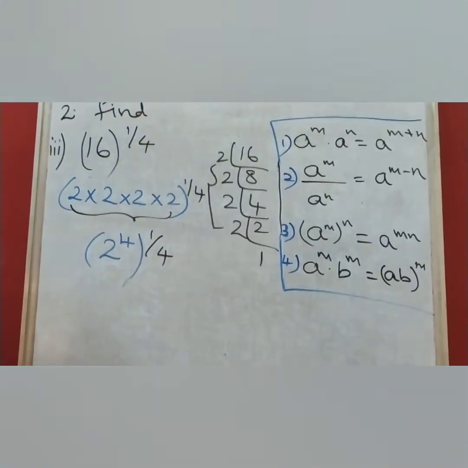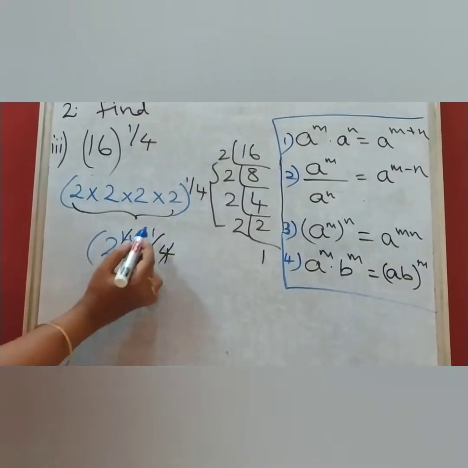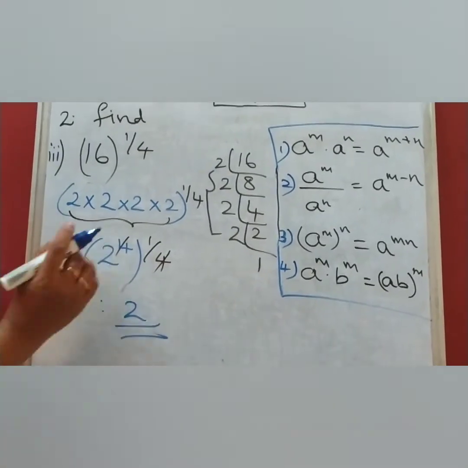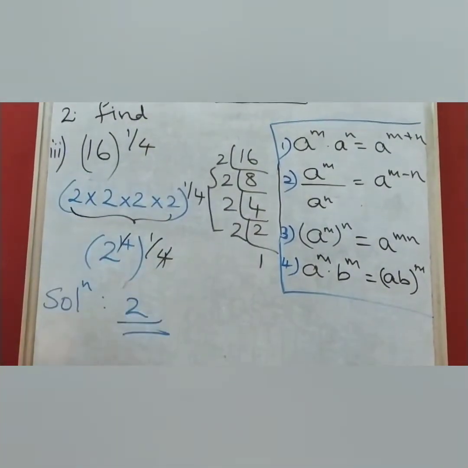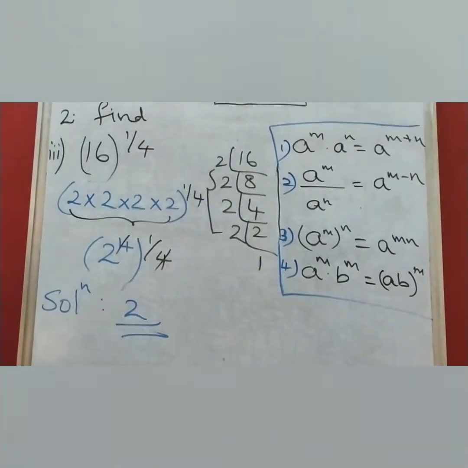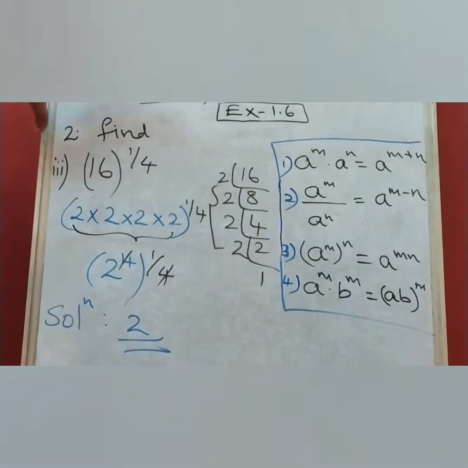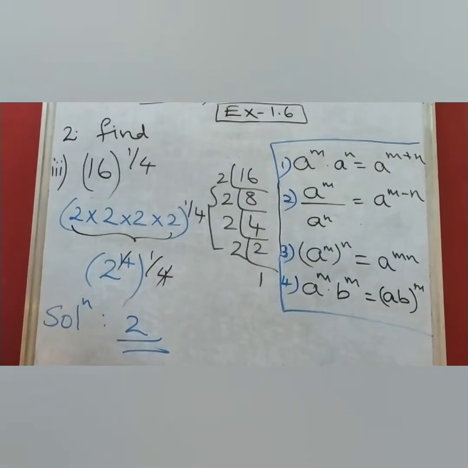Can I cancel 4 and 4 in the powers? Yes, I can. What is left, children? 2 power 1. What do you mean by 2 power 1? It is 2 only. Very easy, very simple, children. When you take LCM, it becomes very easy. I hope you have understood. We haven't used the laws yet. Just try to understand what I am doing on the left hand side of my board.